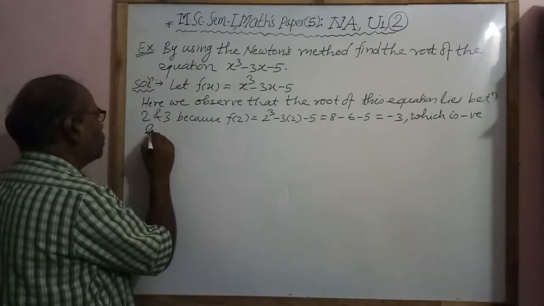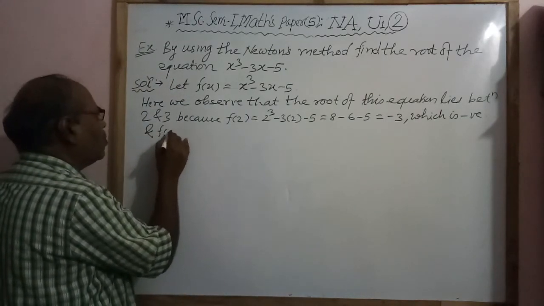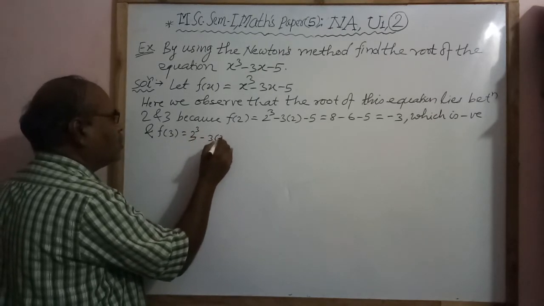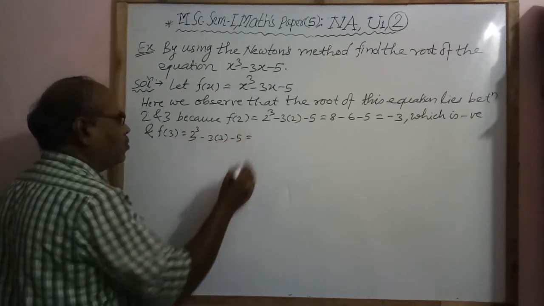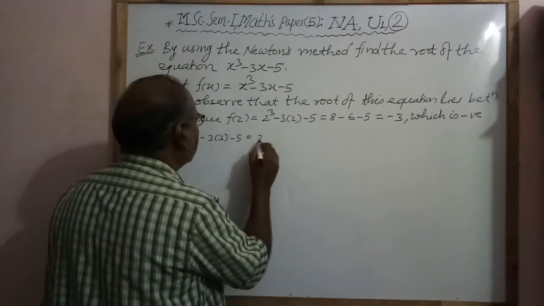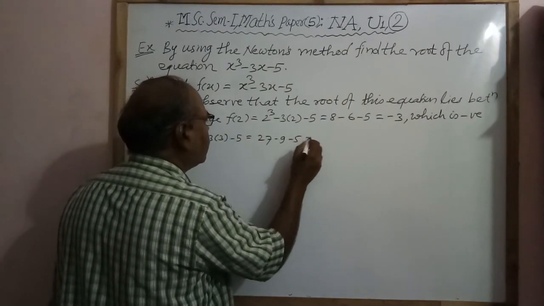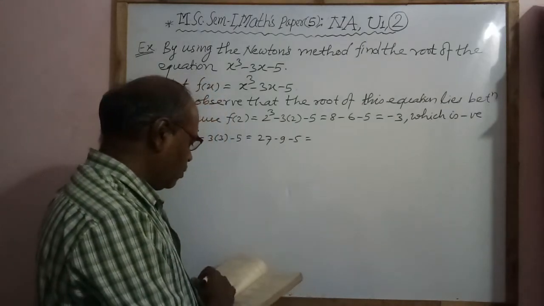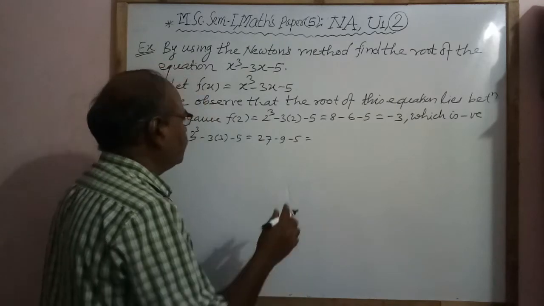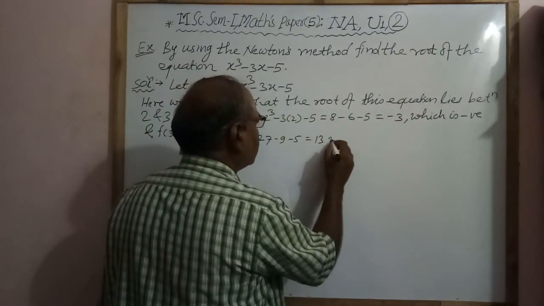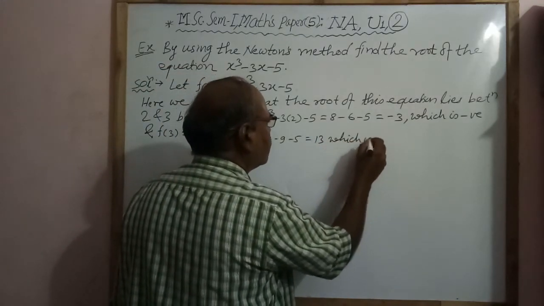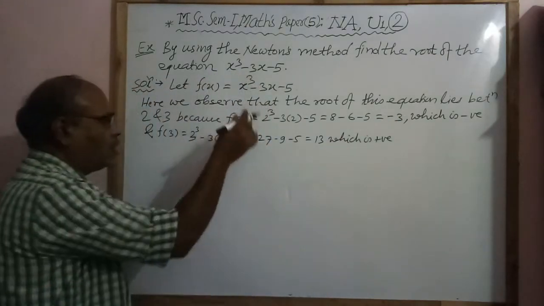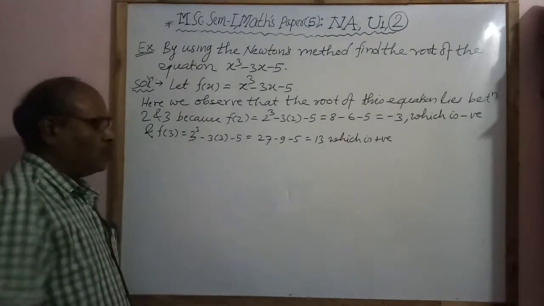And f of 3 equal to 3 cube minus 3 into 3 minus 5, 27 minus 9 minus 5. This will get as 13, which is positive. This is negative, this is positive, therefore we say that the root lies between 2 and 3.